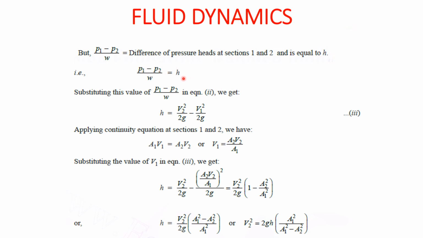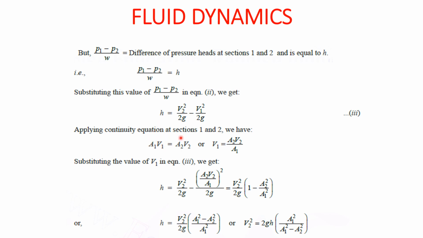Then, P1 minus P2 by W is nothing but the difference of pressure heads at section 1 and 2, which we have denoted as H. The difference of the pressure heads of the two limbs of the manometer was equal to H in the diagram of the venturimeter. So P1 minus P2 by W can be substituted as H. So H is equal to V2 square by 2G minus V1 square by 2G.